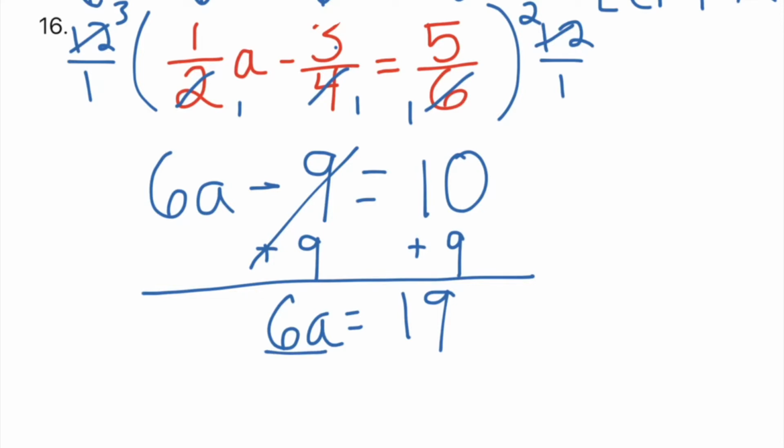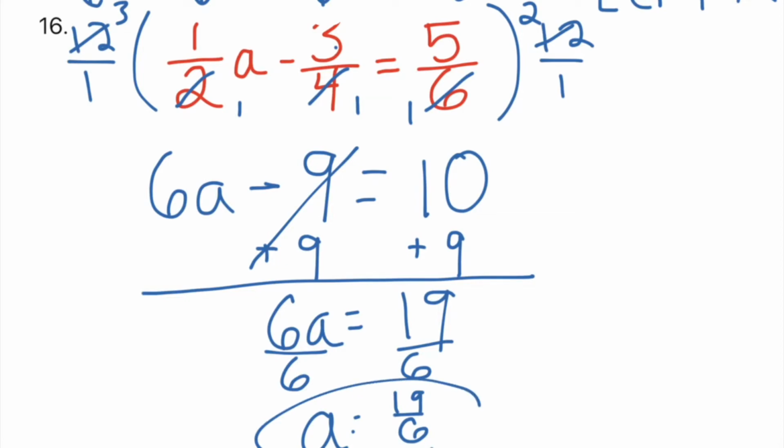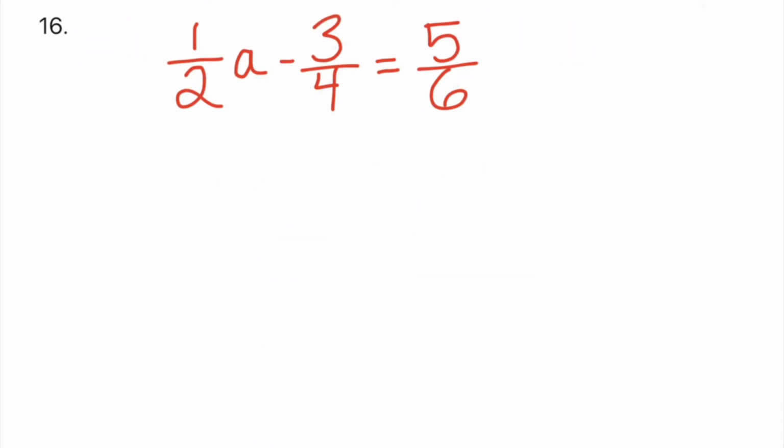And then we're going to divide both sides by 6 and get a equals 19/6. I'm just going to leave my answer like that. Okay, so now if you didn't want to have to do the clearing your denominators and you just want to solve it as it is, we'll do it that way too.